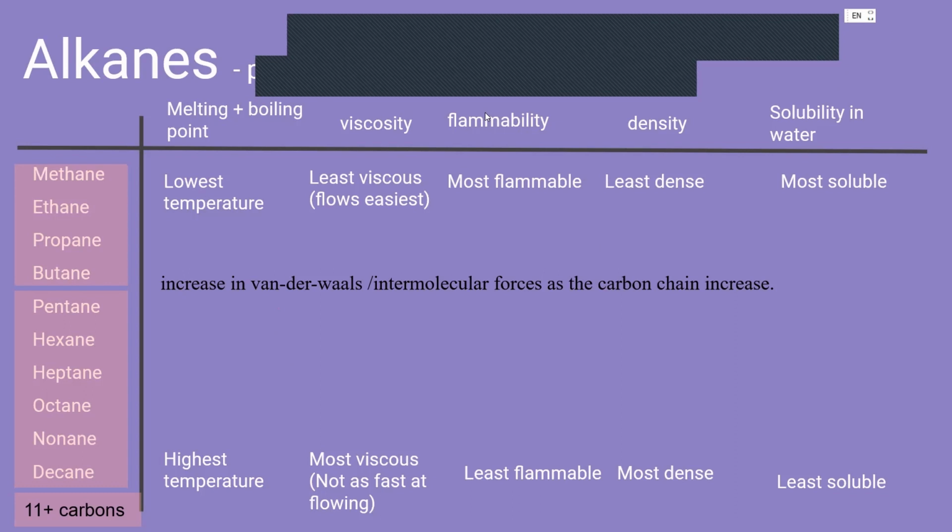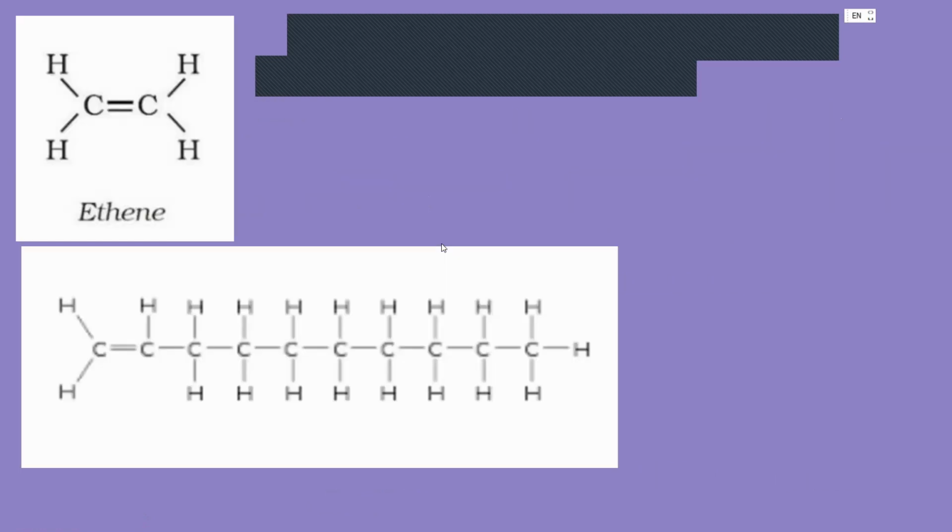When we review our alkane physical property chart, we notice that because we are growing in the carbon chain as we go from the lowest homologous group to the higher homologous groups, we increase in our van der Waals and intermolecular forces. So this is the only reason for why we made these trends in alkanes. And so when we look at our alkenes, for example, we have ethene and decene, then we can also see that the same trend will happen.